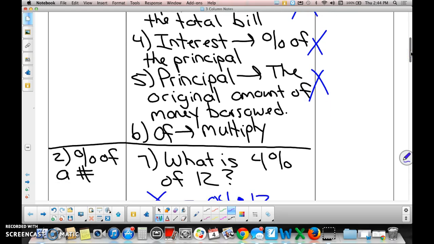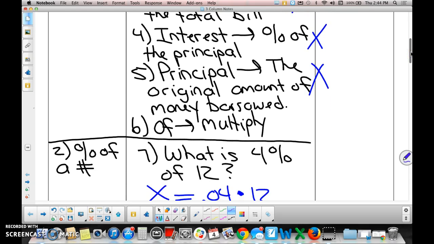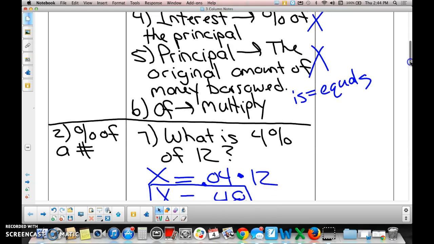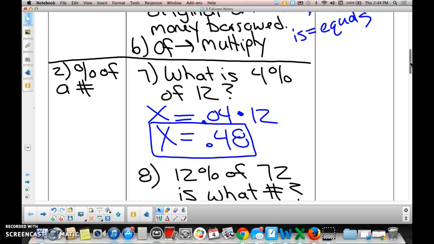Do you need to know what of means? Yes. What's it mean? Multiply. For fun, what does is mean? Equal. Is means equals, right? Okay. To find the percent of a number, I gave you a statement such as number 7.